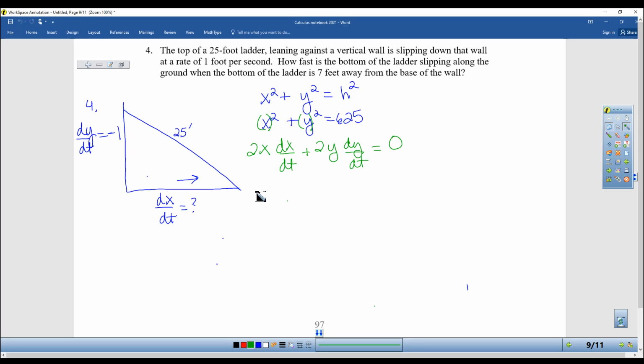So now I just fill everything in. 2 times x times dx/dt, this is what I'm going to be trying to solve for, plus 2 times y times dy/dt, which I know.